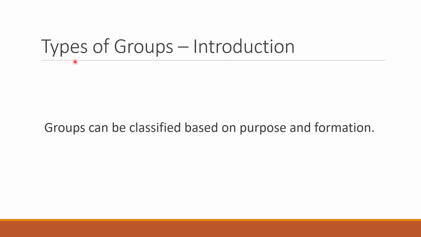Let's now understand another aspect of the unit, which is understanding the different types of groups. Groups in an organization can be classified based on their purpose and how they are formed. So the two main categories are formal groups and informal groups. Formal groups are created by the organization for specific objectives, while informal groups arise naturally, based on the friendships of the employees, interests, and social interaction. So in the coming slides, we will be talking about these two types of groups.